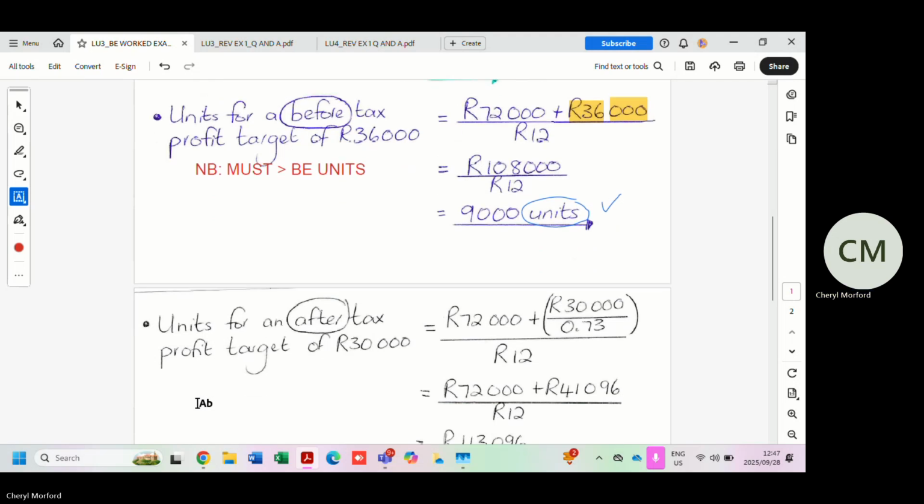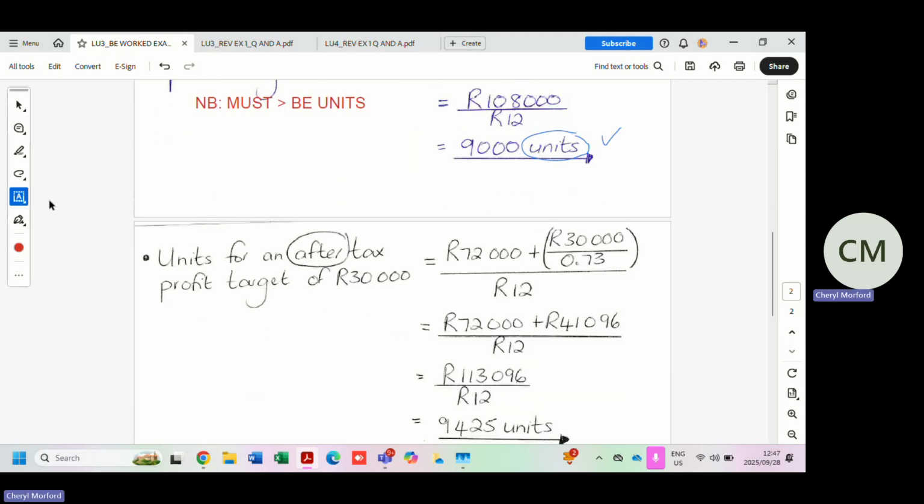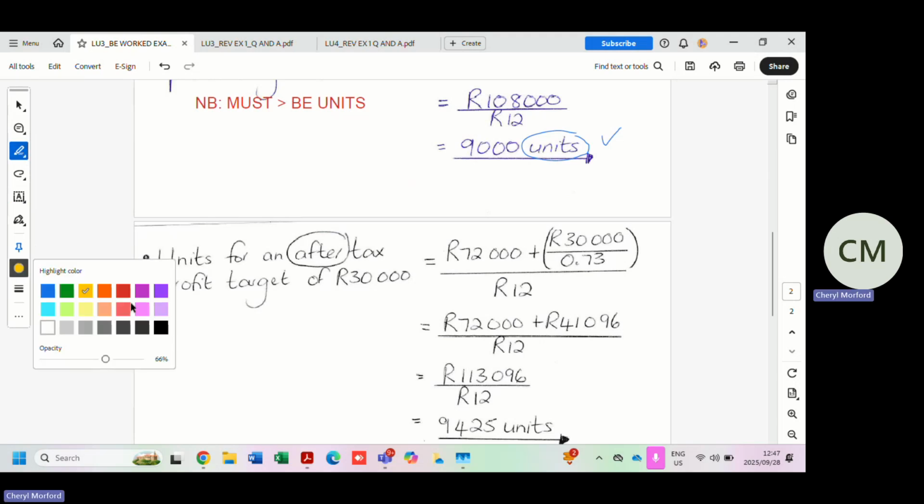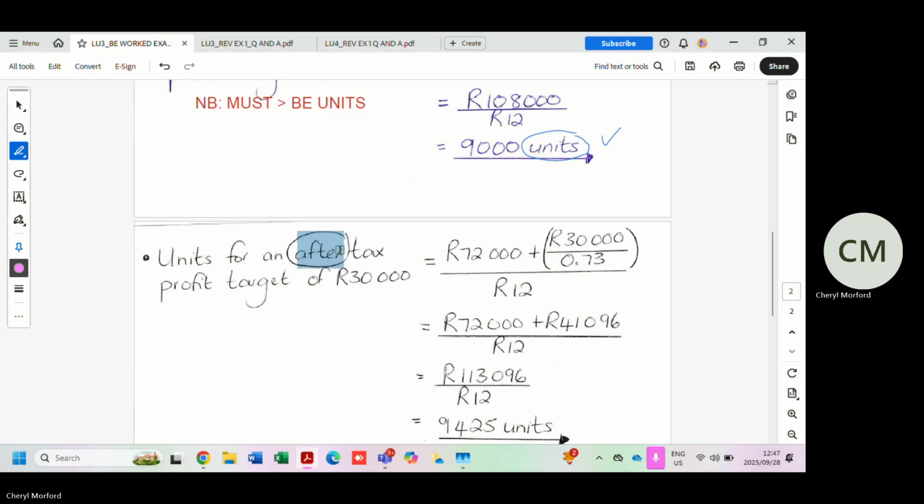Let's just amp it up a little bit more. What we're going to do here is the same thing. It's going to be a units for profit target situation again, but this time, what if the profit target is given after tax? As you should know by now, all calculations must exclude the effect of either VAT or company tax.